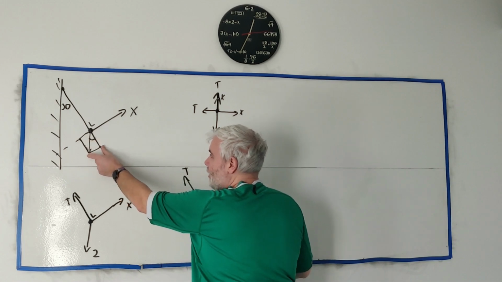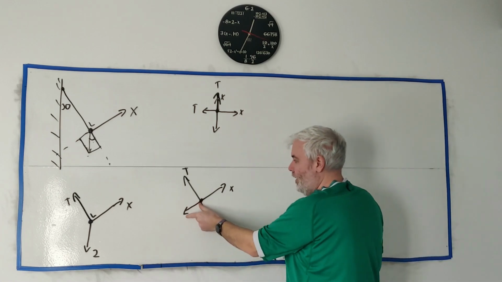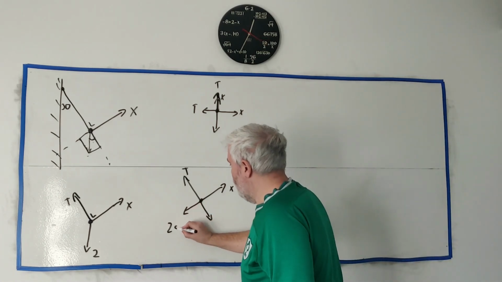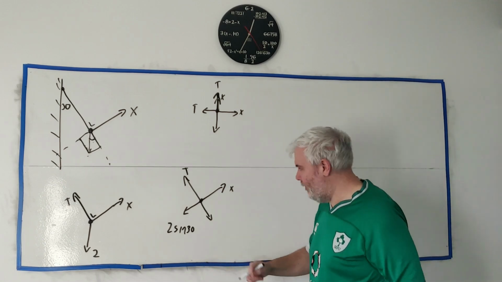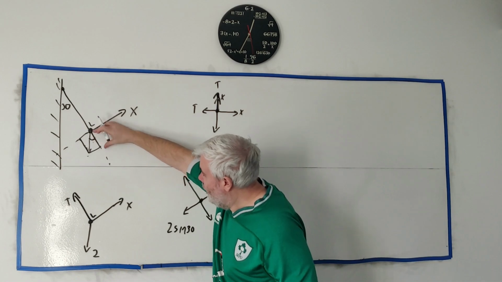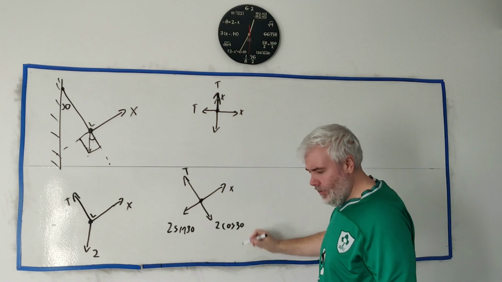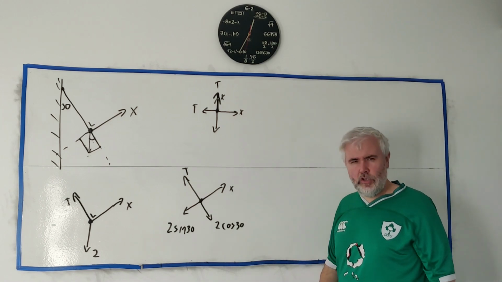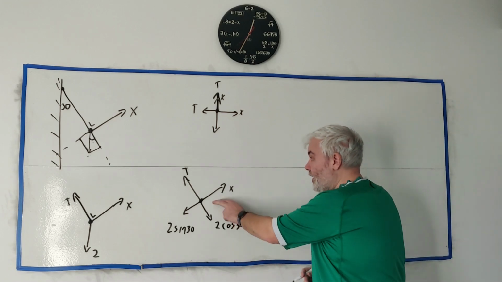I want this length, that's opposite this angle. So this length here, or this one here, is sine. That's 2 sine 30. Remember, sine 30 is an easy one, it's just a half. And this one then must be the other, the adjacent one down here. So it's cosine 30, which is square root 3 over 2, I think. We'll let the calculator do all that for us. Okay, these are the only forces.